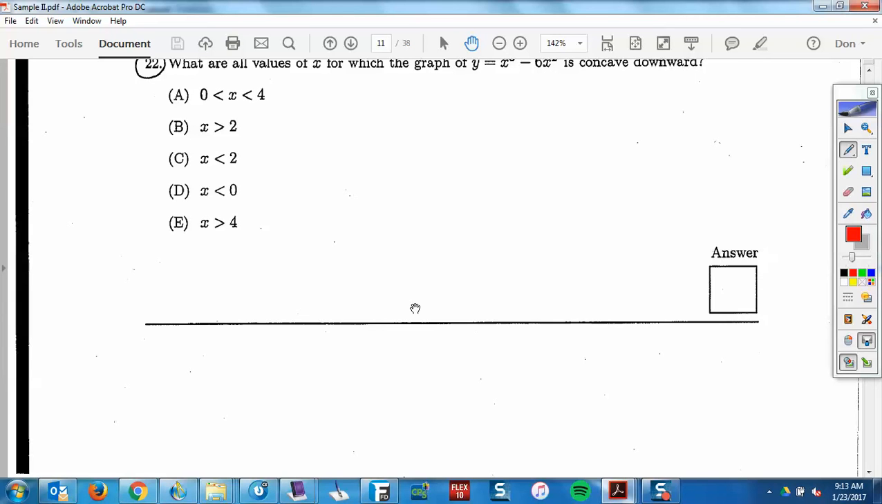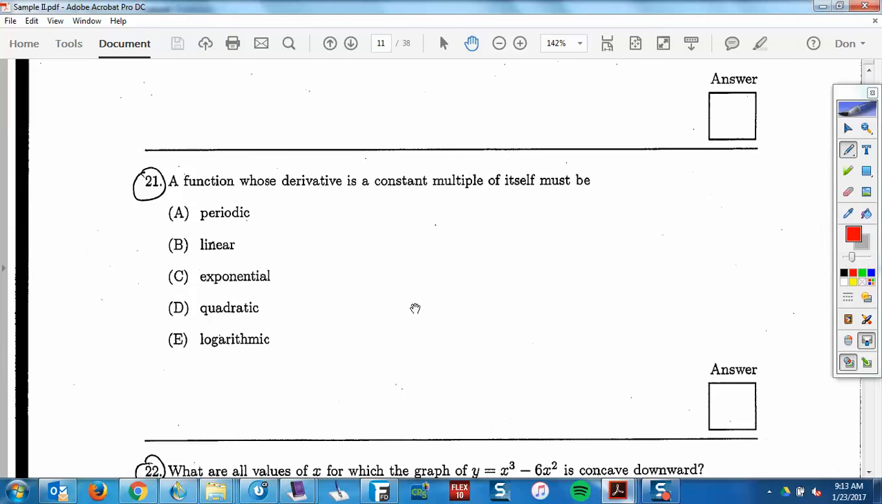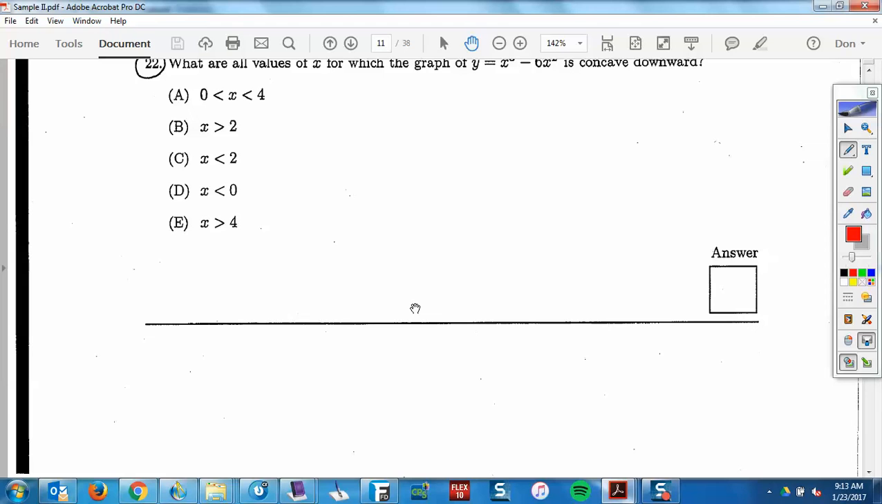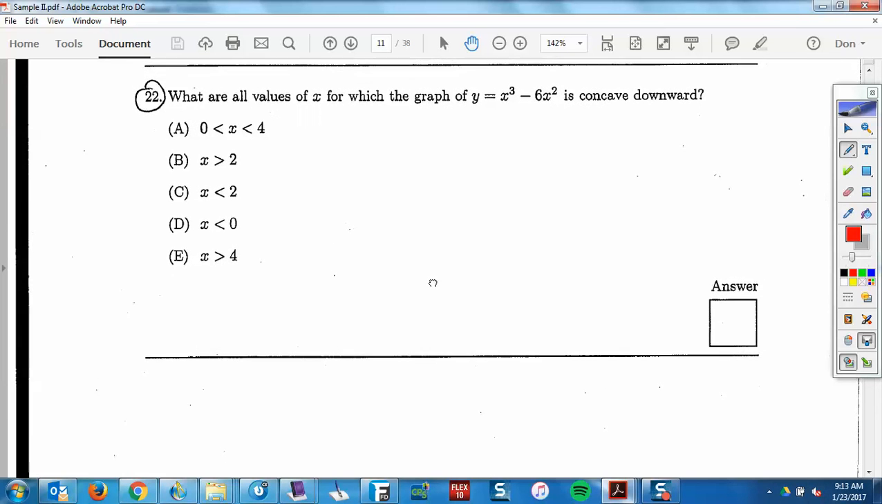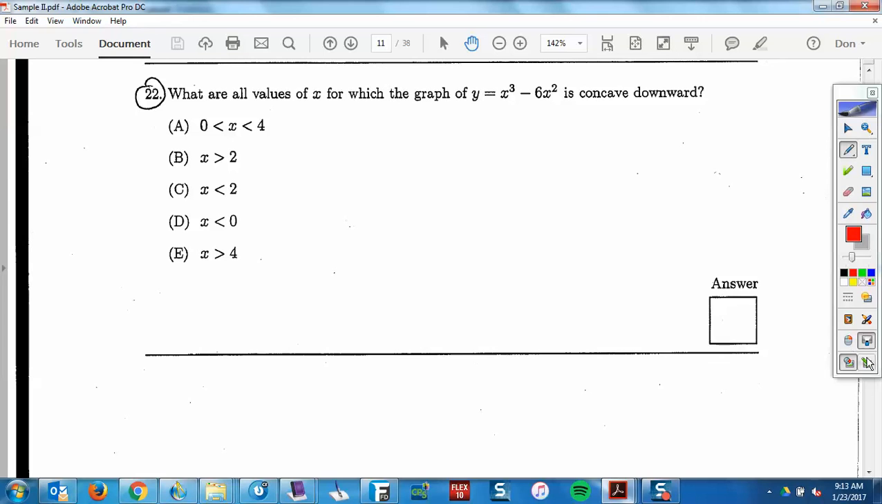Okay, what else? How about 22? And I only want to do this one because it should be an easy one. So I'm hoping you look at that and you think, oh yeah, this was easy. But this is one of those that we did back in chapter 2.